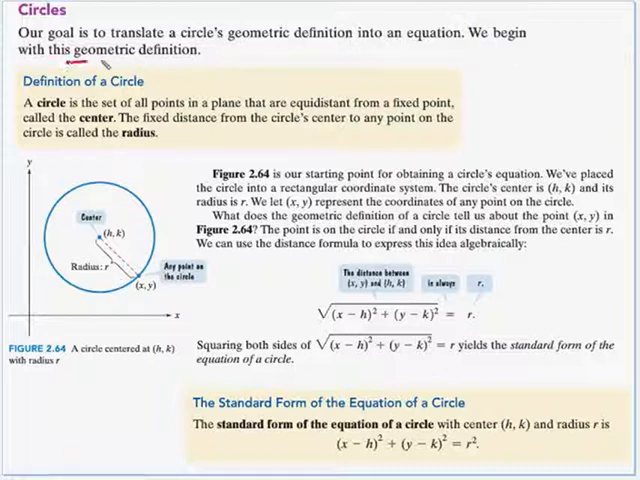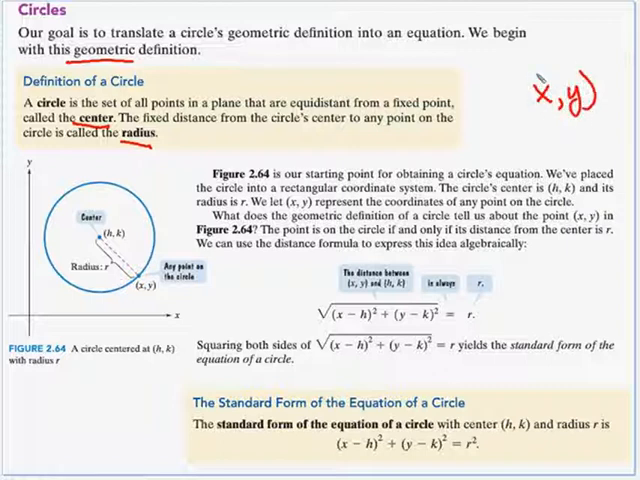We begin with the geometric definition. A circle is the set of all points in a plane that are equidistant from a fixed point, called the center. The fixed distance from the center to any point on the circle is the radius. The figure here on the left is our starting point for obtaining a circle's equation. We've placed a circle into a rectangular coordinate system. The circle's center is h comma k. That's just a point in the plane.